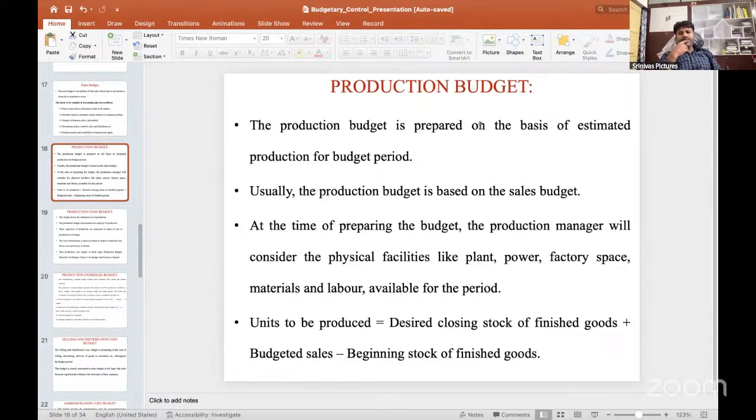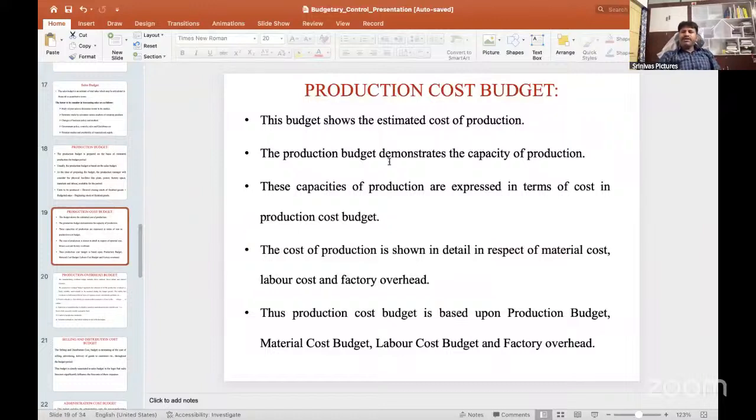And units to be produced. The calculation of units to be produced is: desired closing stock of finished goods, plus budgeted sales, less beginning stock of finished goods. That is called the production budget. And then the production cost budget.